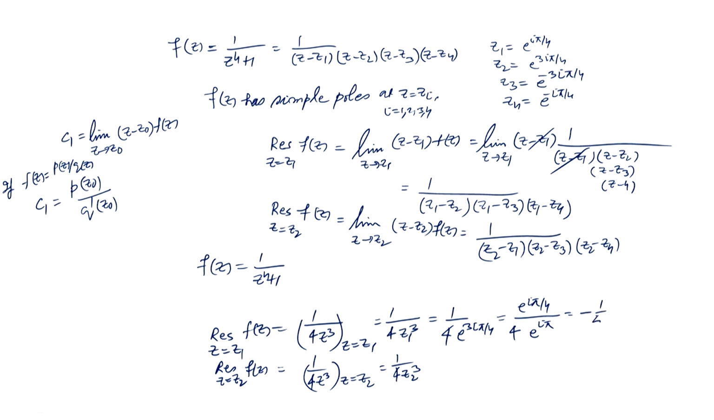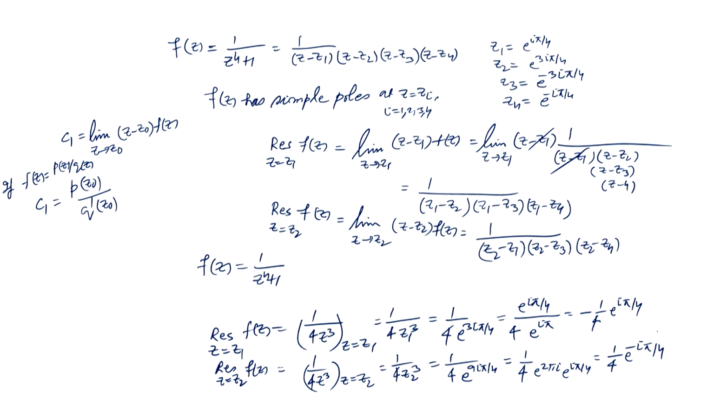So, minus 1 by 4 e to the power I pi by 4, and here what we get 1 by 4 e to the power 3 I pi by 4 to the power 3. So, that means 9 I pi by 4. So, we get 1 by 4, this is e to the power 2 pi I into e to the power I pi by 4, e to the power 2 pi I equal to 1. So, we get 1 by 4 e to the power minus I pi by 4.